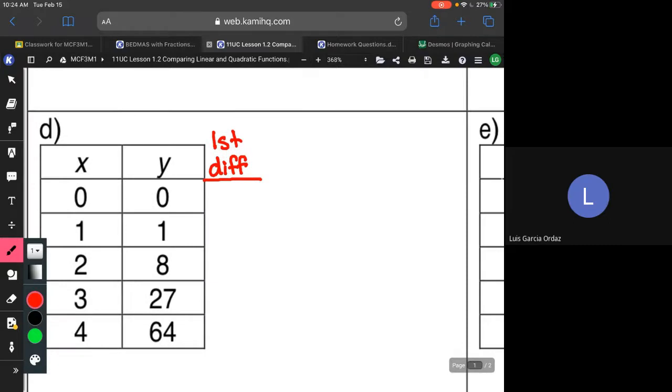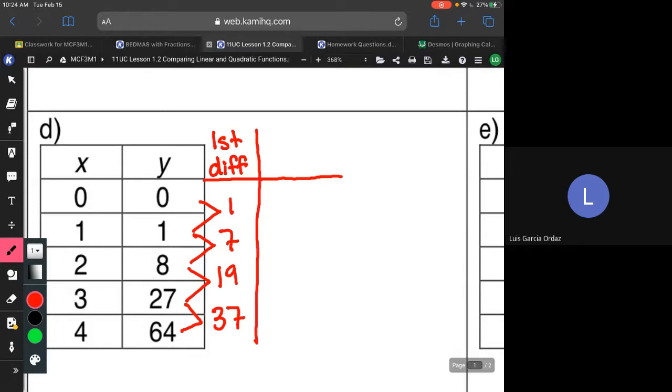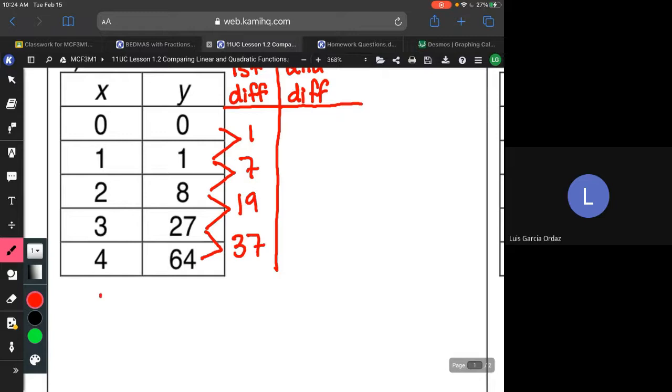So 64 minus 27, what does that give me? 27 minus 8. 8 minus 1 is 7. And then I get 1 minus 0, which is 1. So first differences are not the same. Therefore, I go on to my second differences. I can already tell you guys this is the graph y is equal to x cubed. I can tell you that much right now.